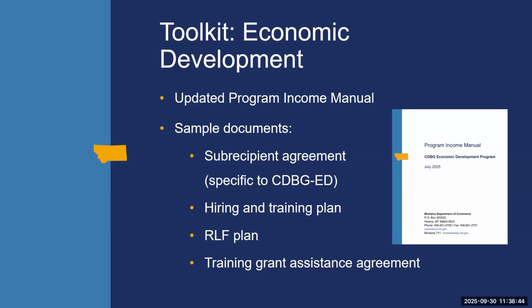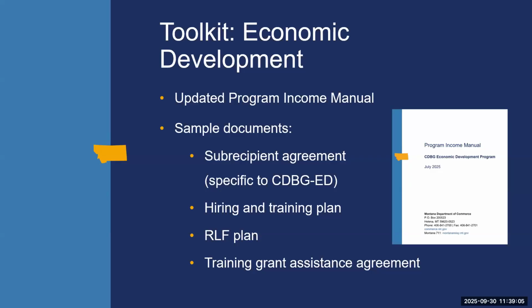The hiring and training plan is a sample document for how to hire and/or train jobs that will count under the 51% low to moderate income requirements for ED projects. Remember, this plan is a required part of your project. However, grantees are not required to use this specific sample document. Please work with your project specialist to ensure your hiring and training plan meets CDBG guidelines.